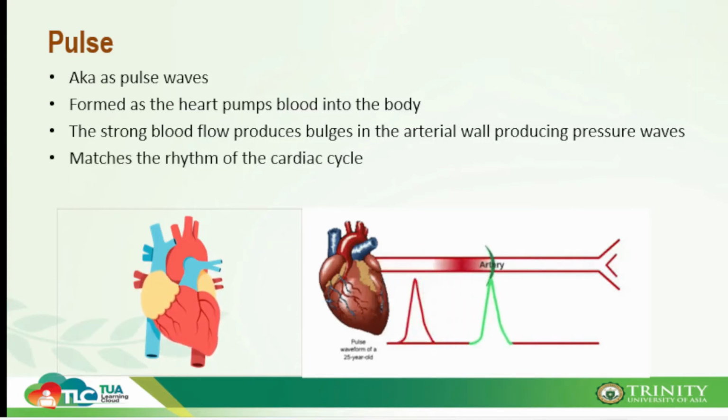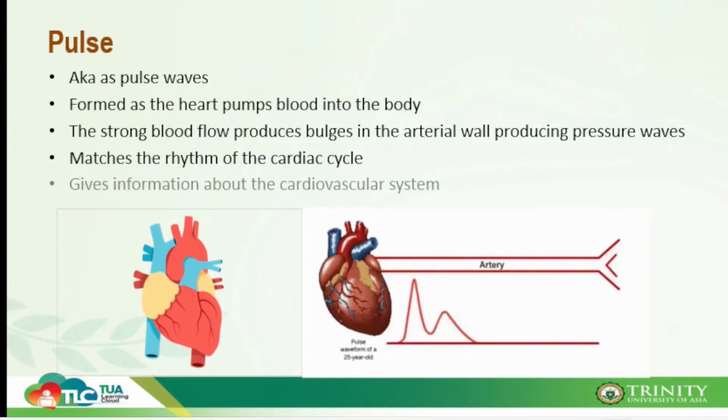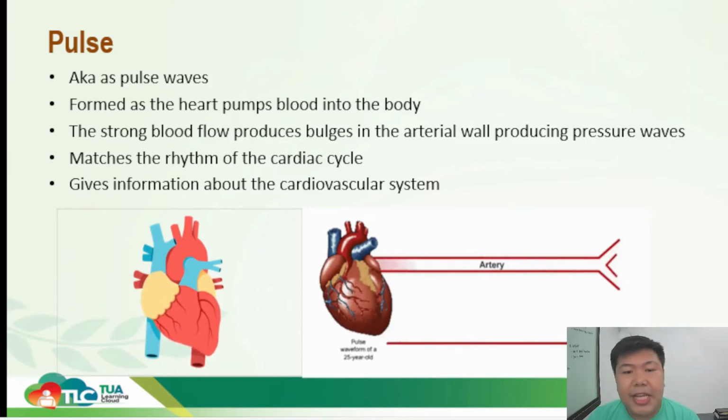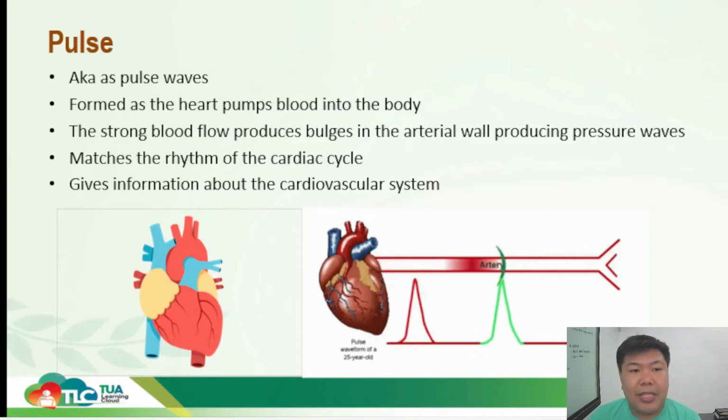Now, the pulse matches the rhythm of the cardiac cycle, meaning every time we feel a pulse in any artery of the body, it reflects also the beating of the heart. So the beating of the heart and the pulse coincide with one another. And it gives us a lot of information about the cardiovascular system. So just this simple procedure, this simple maneuver of getting your pulse rate already tells us a lot of information about the entire cardiovascular system.